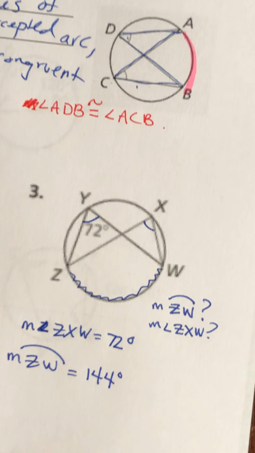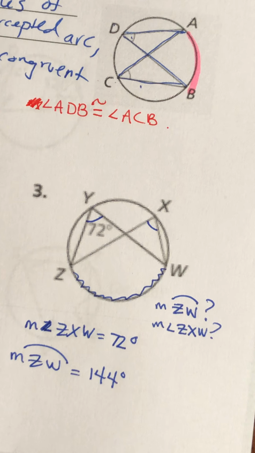So that's how we're going to use inscribed angles and the intercepted arcs. And then in part 2, we're going to talk about polygons in circles. So now you can watch that video.